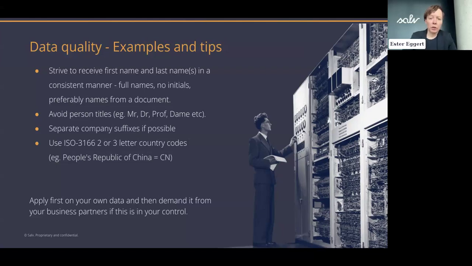So just some examples here. Again, we're all familiar with it, but full names, of course, avoiding titles as much as possible, because titles do not really help with fuzzy matching. Instead, they often confuse the algorithms. And in addition to titles, the same thing applies to company suffixes. Usually with screening technologies, these algorithms try to get rid of these short titles and suffixes, but if they do not exist in the first place, then that's always even better.